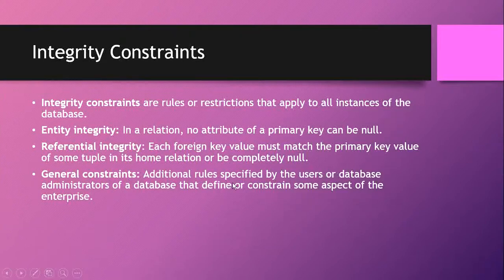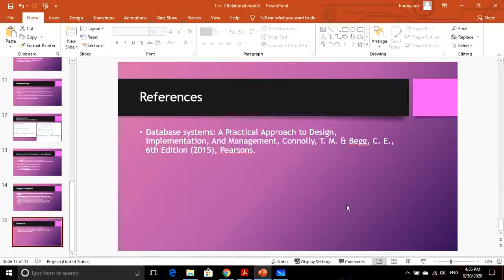Next we have general constraints. In general constraints we have rules specified by the users or database administrators of a database that define or constrain some aspects of the enterprise. Different organizations can have different constraints. For example, if the employees of an organization retire at the age of 40, they can have a constraint on age that the age of an employee cannot be greater than 40. This is a constraint that is specific to that organization. So these are the general constraints that can be defined by the database administrator or by the organization. So in this session we have discussed the relational database model in detail.